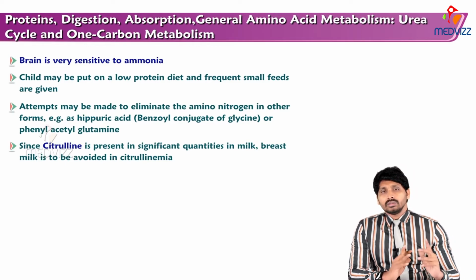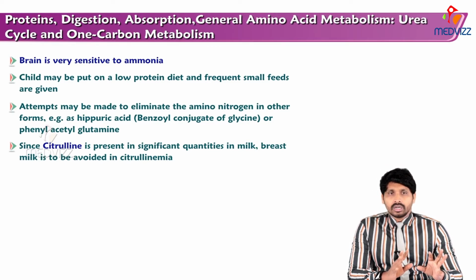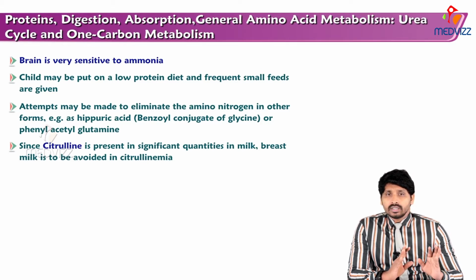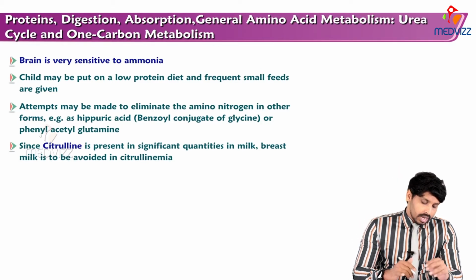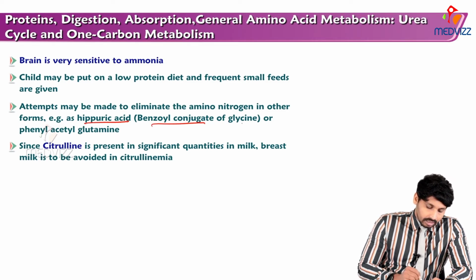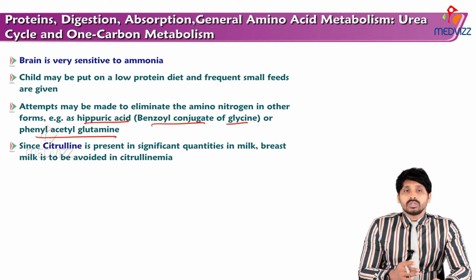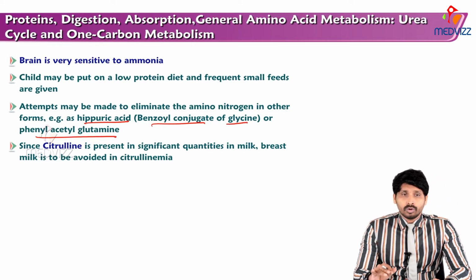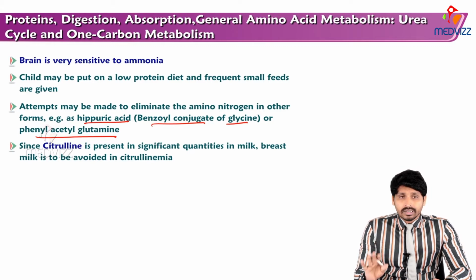So here in children, particularly, you may put them on a low protein diet, and frequent small feeds have to be given. Attempts may be made to eliminate the amino nitrogen in other forms like hippuric acid, by giving benzoyl conjugate of glycine or phenylacetyl glutamine. This way you can reduce the concentration of ammonia to minimize the effects of ammonia on the central nervous system.